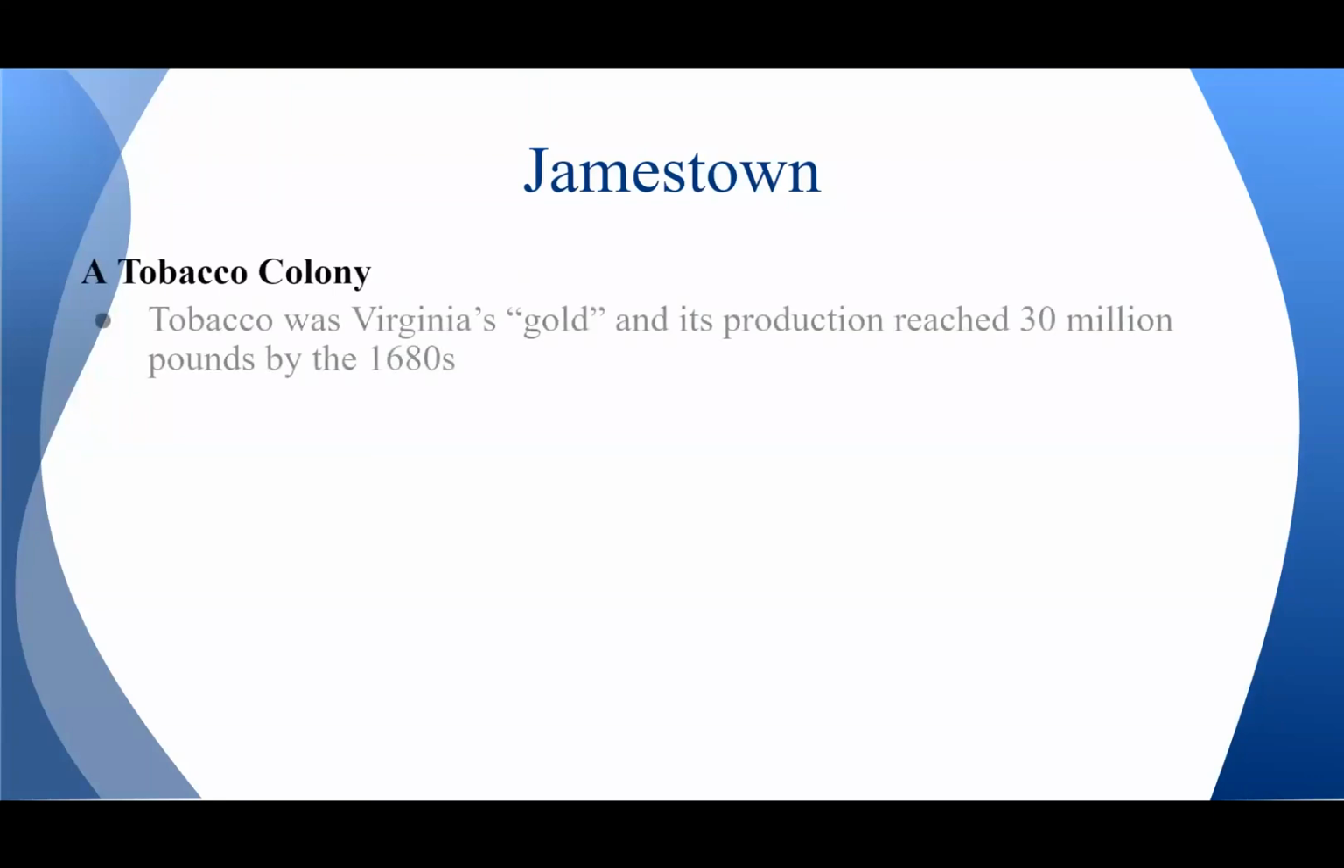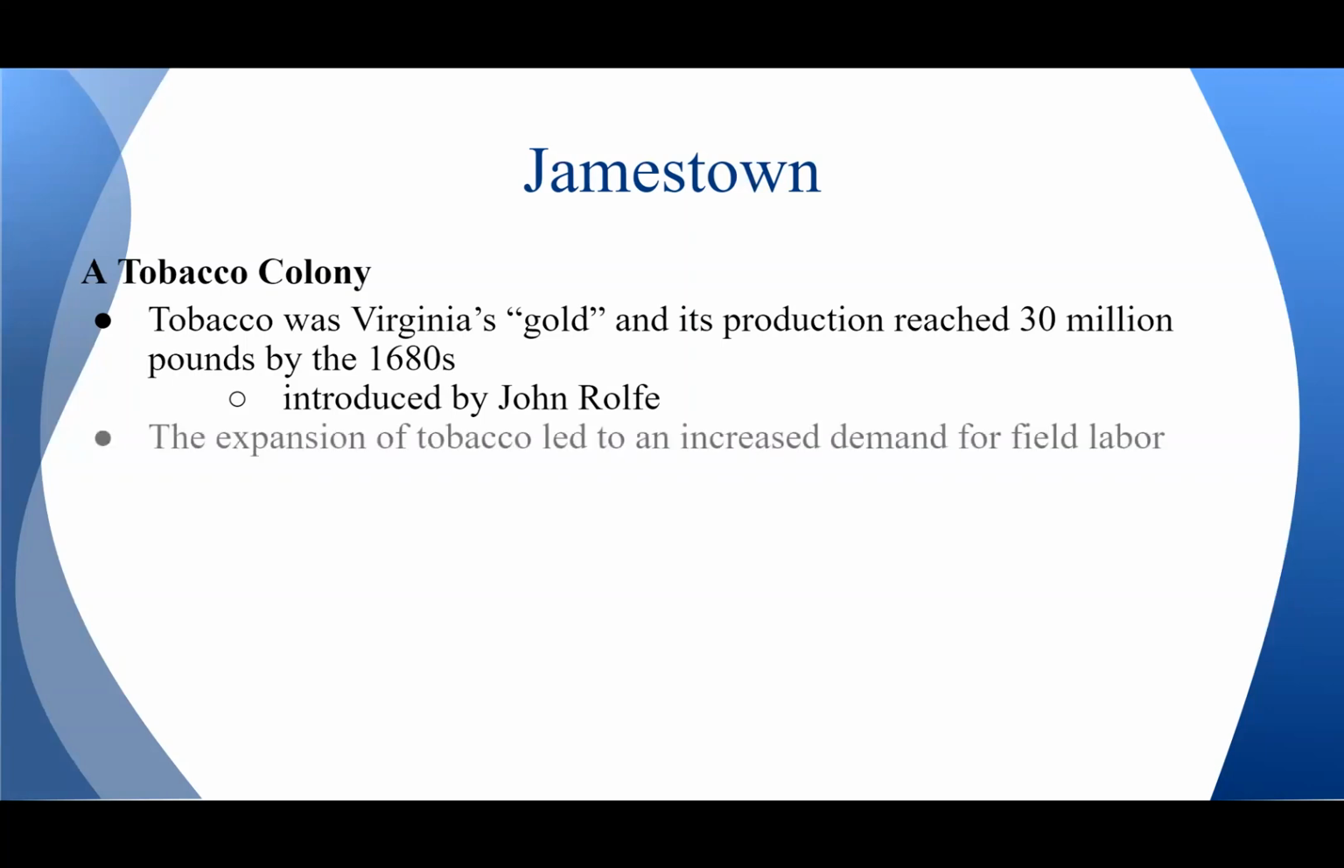So Jamestown eventually finds its bearings, and while it never discovers gold, what happens is tobacco becomes the money-producing crop that replaces the search for gold. By the 1680s, Jamestown was producing around 30 million pounds of tobacco a year. And tobacco was introduced by a man named John Ross. He brought the tobacco seeds, and they realized that tobacco would grow really well in Jamestown because it was near a river, it had really good soil, the climate was good, it was hot, so that they could grow tobacco.